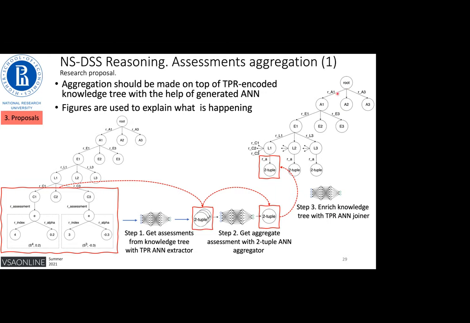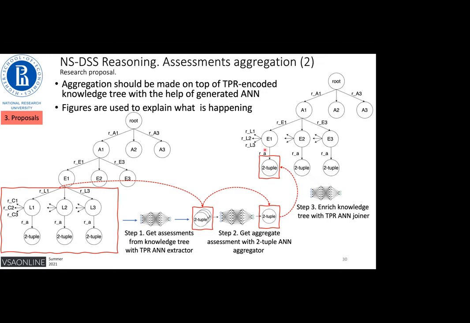So there are more levels to proceed, and we are going through them in the same manner. Once we are on the level of groups of criteria, we extract them from the knowledge tree, again pass it to the aggregator, and then we pass it back and enrich the knowledge tree with new data. Of course, the assessment aggregator here in general is different from the assessment aggregator on the previous step, because this aggregator would assign proper weights to the group criteria, while the previous one would assign weights for the single criteria.